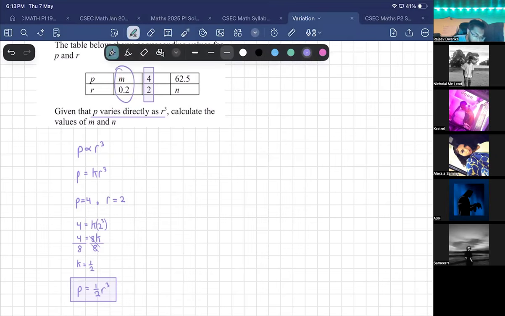So if we look at the first column, you see that our first entry is M, which would tell us that P is M over here. So P is M, and what is our R? 0.2. And what equation did we come up with linking P to R? That P is half of R cubed.